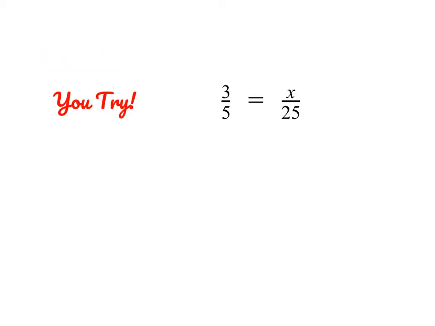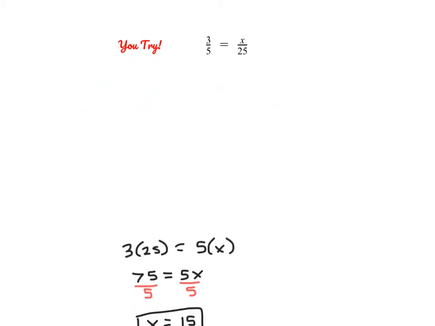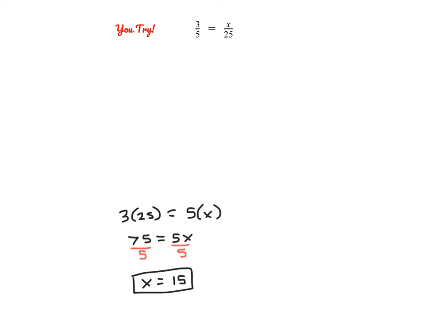All right, go ahead and pause the video and give this problem a try. Okay, let's check our work. So we should end up with 3 times 25 equals 5 times x. So if you simplify and solve, you end up with x equals 15.